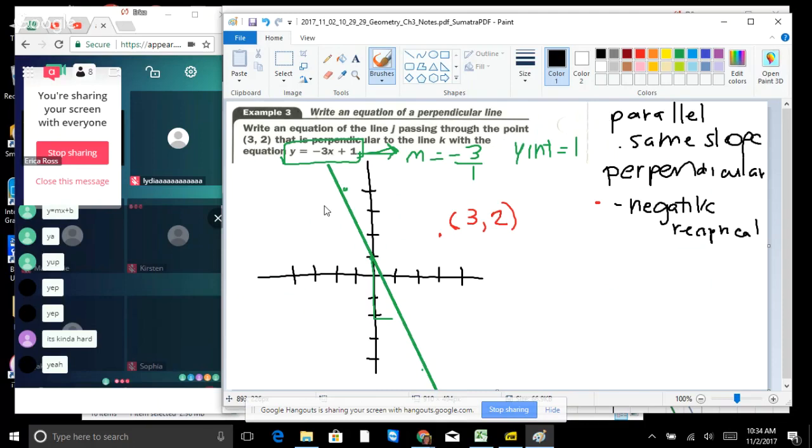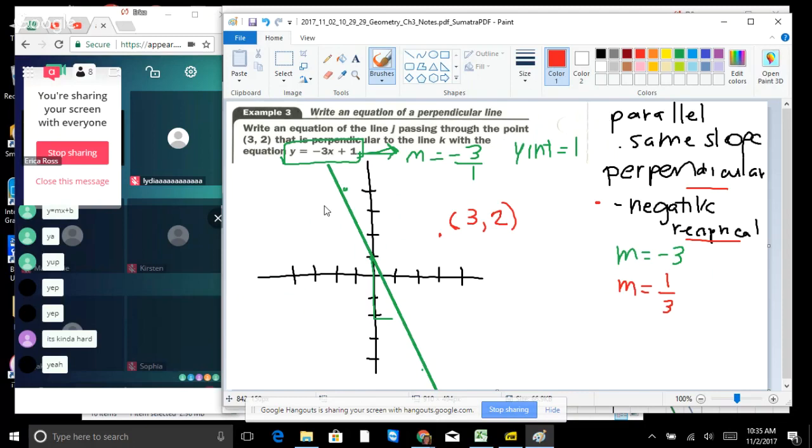Okay. So the slope of my green equation is -3. The slope of my red equation, my new equation, is going to be the negative of -3, so it's going to be positive, and it's going to be the reciprocal, which is 1/3. All right, this is the trickiest part, remembering that for perpendicular lines, the slopes are the negative reciprocals.